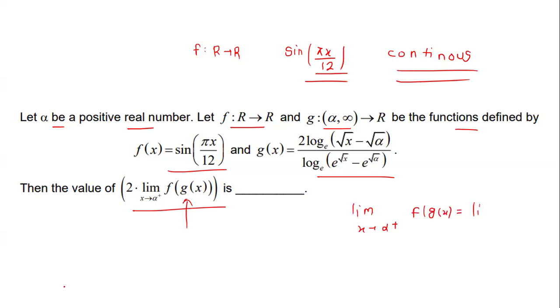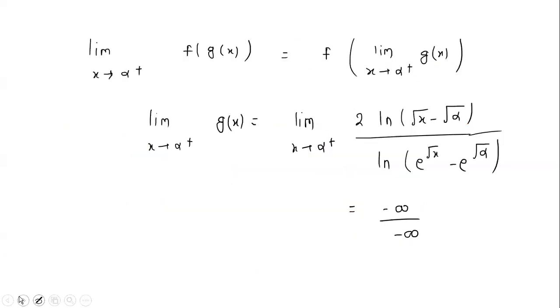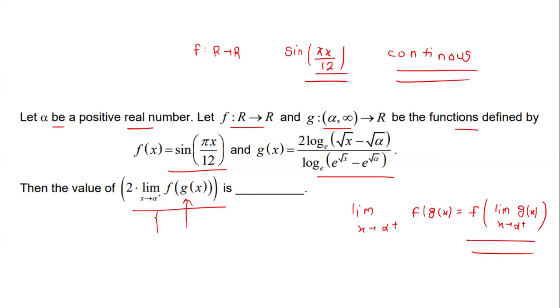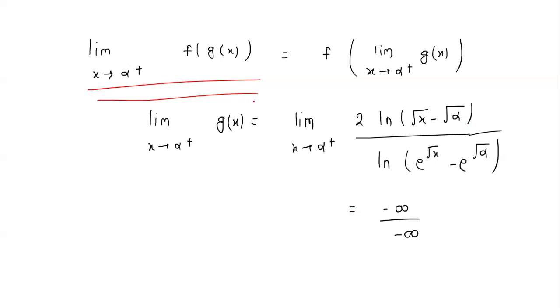is the same as this thing. You can move this limit to the inside, so you can write this as this. If f is a continuous function, then you can move this limit to the inside. So this property we will use. First of all, let's evaluate this limit. Then we can easily find this value by multiplying by 2.